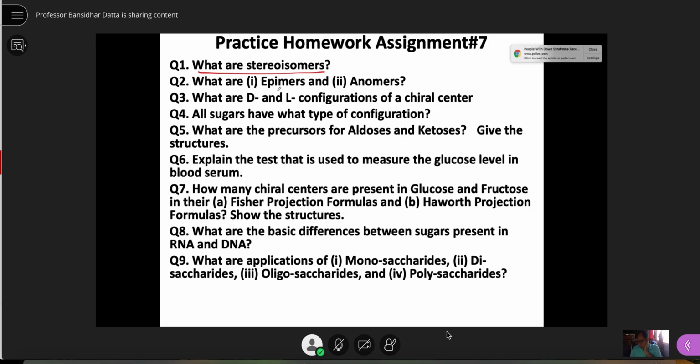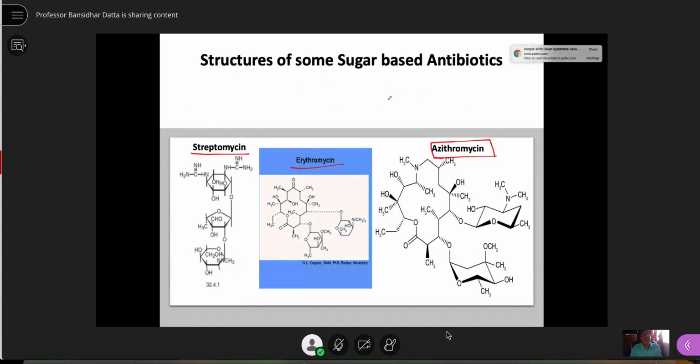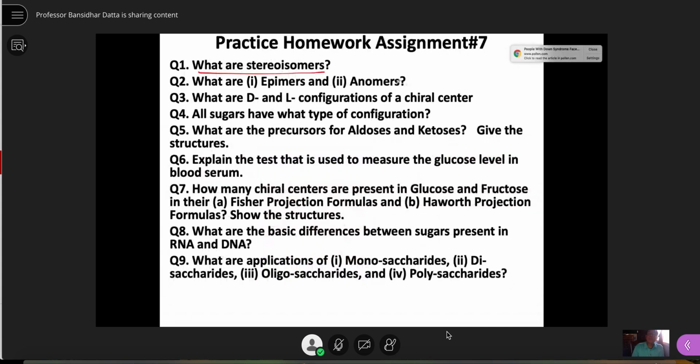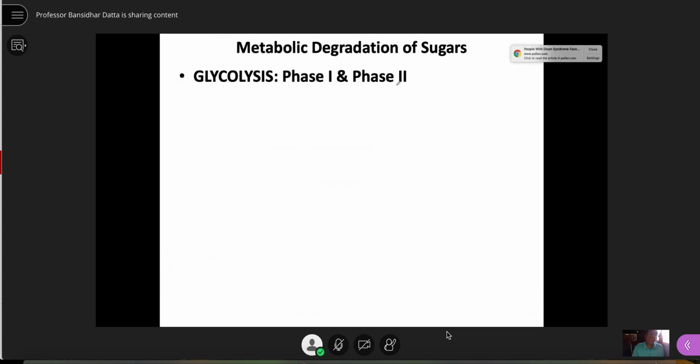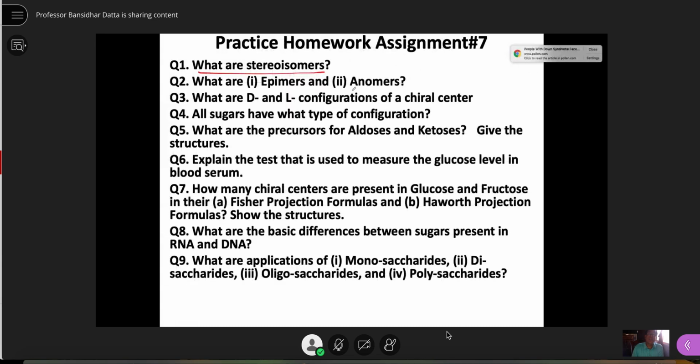Anomers. What are the anomers? The same carbon, same molecule. Alpha and beta configurations of the glucose, right? Alpha-D-glucose, beta-D-glucose, alpha-D-fructose, beta-D-fructose, they're all basically anomers.